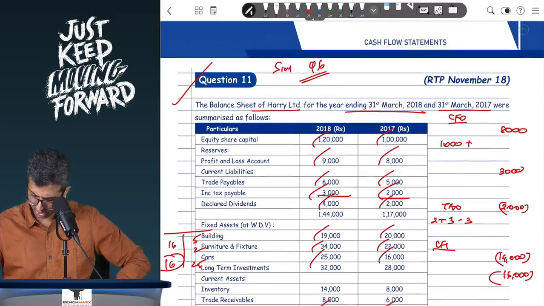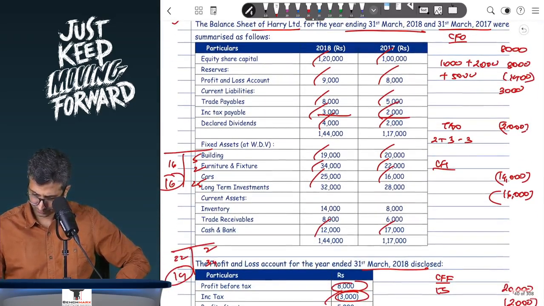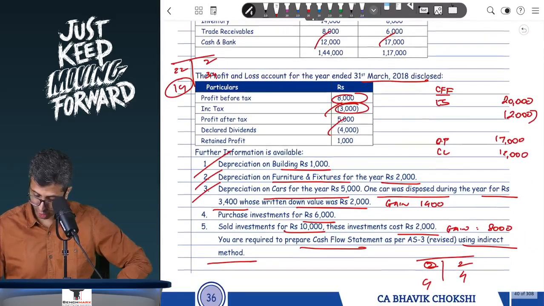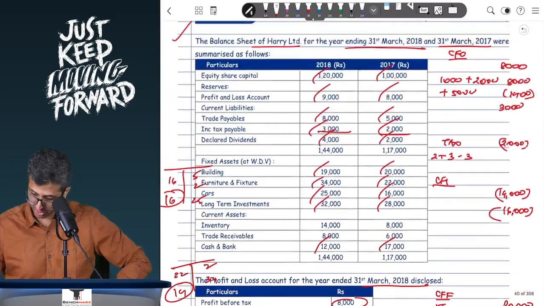अच्छा, फर्दर there is a gain. देखो depreciation 1000 plus 2000 plus 5000, ये 8000 का depreciation add back करेंगे. Further there is a gain of 1400 जो अपन less करेंगे. ओके, next you have investments. 28 से 32 हो जा रहा है. अब यहाँ पे purchase of investment is 6000.